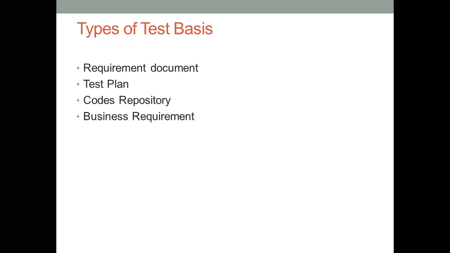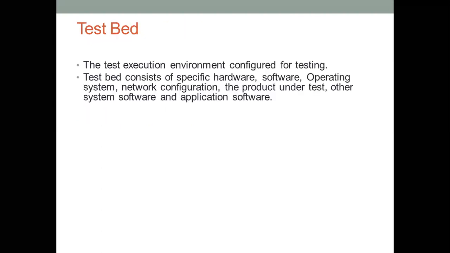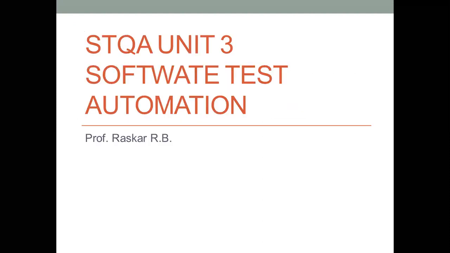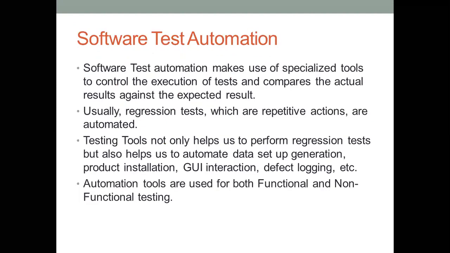Any doubt about the topics which we have covered? Yes, what we have seen. So we will again revise what we have seen. We have started unit third, software test automation. In that we have seen the definition of software test automation.